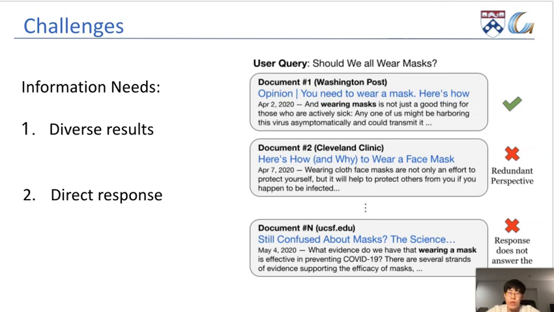For instance, if you're searching for "should we all wear masks?", you will likely see a bunch of results that are only saying yes, you do need to wear a mask. We believe that this is somehow a little redundant and not diverse enough. Besides, you might also see answers that are not actually answering your questions. For instance, some of the answers may even answer your question with another question, like "still confused about masks?". We believe that these are not direct responses to your questions, and users may not like it.